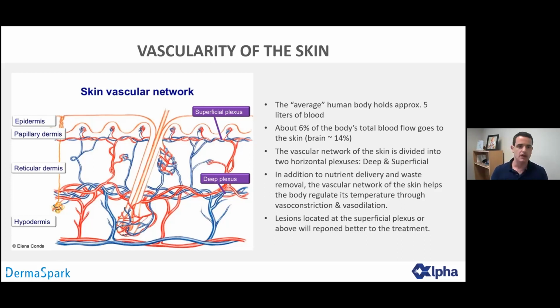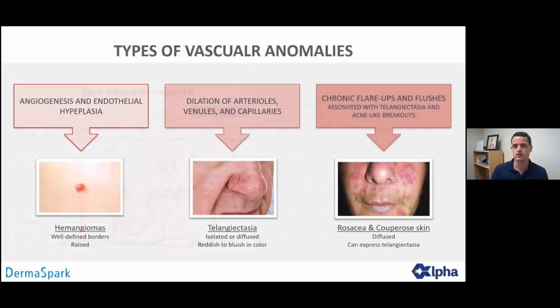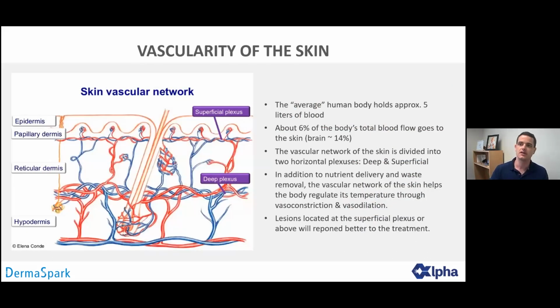Another thing that we need to keep in mind is that lesions that are forming in the vascular network of the skin at the level of the superficial plexus or above it, which means the superficial plexus and those capillary bundles, capillary loops, if the lesion is there, then it is likely to respond better to the IPL treatment, simply because with deeper lesions that are forming in the deep plexus or even deeper than that, the energy simply won't penetrate as deep.